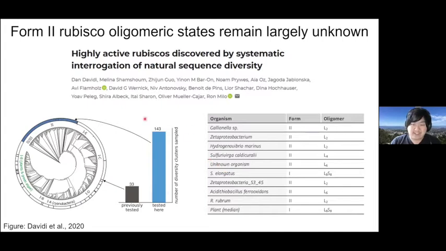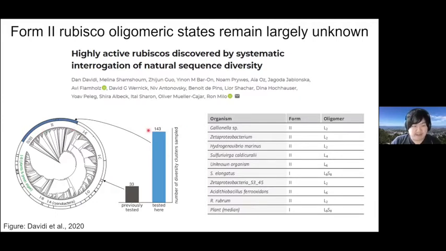But one of the limitations of this study, as we found out, was that their assignment of oligomeric state was simply done with size exclusion chromatography. And so that didn't really inform us on anything that may be of interest from this data set. And so we were gifted this plasmid library that was used within this paper.